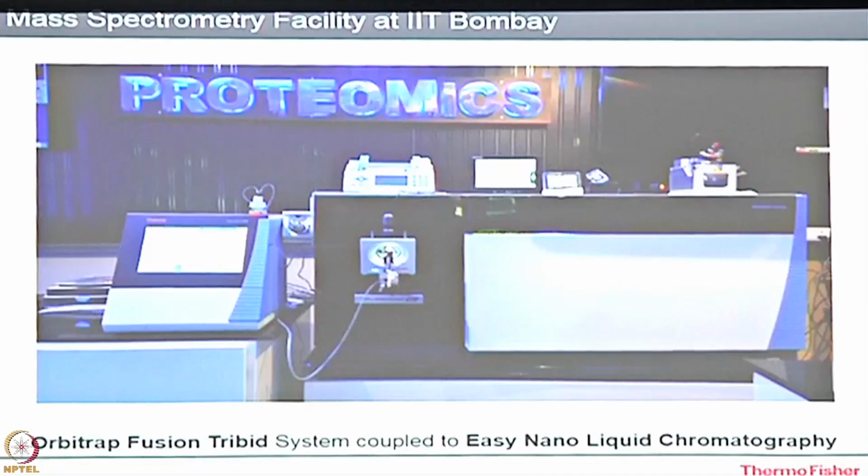Okay. Now come to the facility here in IIT Bombay. It has a tribrid instrument, Orbitrap Fusion, coupled with nano LC. So why do we require nano LC? Because we are doing proteomics. In proteomics, the sample is a very small amount and it is very precious. So we cannot run a normal HPLC where the flow rate is very high. We have to run the nano LC at a nanoliter flow rate. Okay.